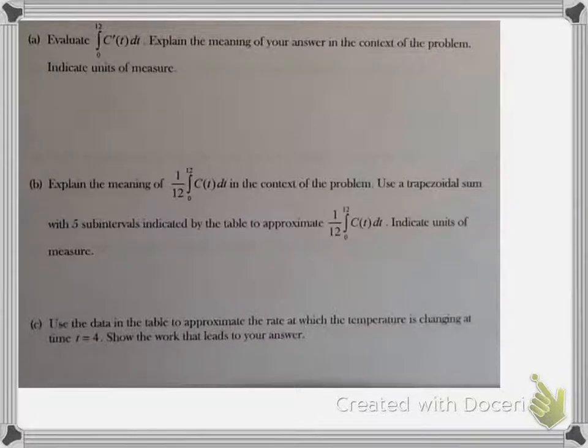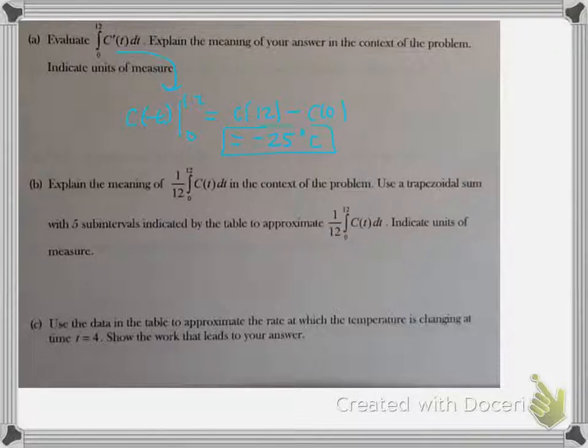Now let's dive into the parts themselves. So part A says, I'd like you to evaluate the integral from 0 to 12 of C prime. Well, when you integrate C prime, you get yourself to C. So this would be C of t evaluated from 0 to 12. And so what they're asking me to do here is simply just do C of 12 minus C of 0, which is exactly why we have the numbers in the table, and that will give us negative 25 degrees Celsius.